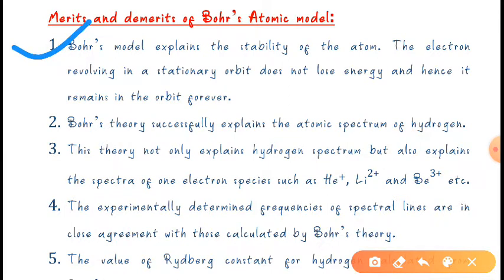In the next point, Bohr theory successfully explained the atomic spectra of hydrogen, as you can see here. Again, this theory not only explains the hydrogen spectrum, but also the spectrum of one-electron species such as He plus, Li2 plus, or Be3 plus. What I have told you, Bohr orbit is for the single electron system. Next, the experimentally determined frequencies of spectral lines are in close agreement with those calculated by Bohr theory.